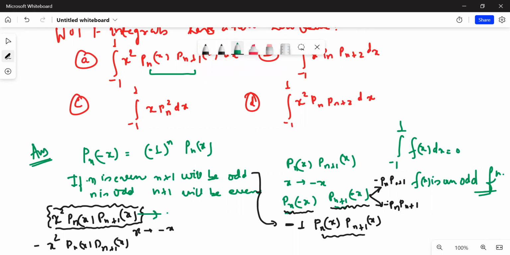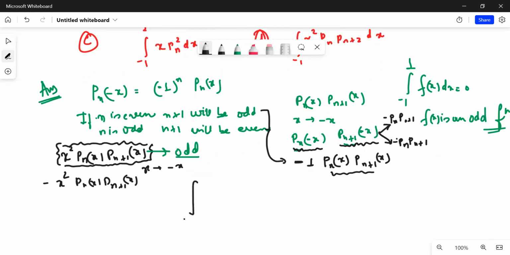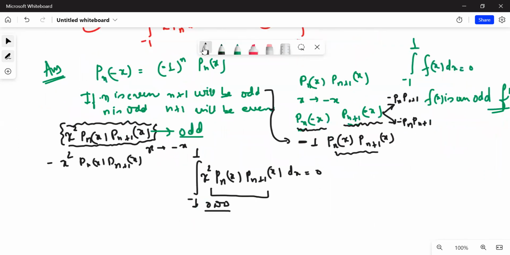This particular function is an odd function. And if this particular function is an odd function, then integration from minus 1 to plus 1, x square Pn x into Pn plus 1 x dx would be 0, since this particular function is an odd function. Therefore, this integration would be 0.